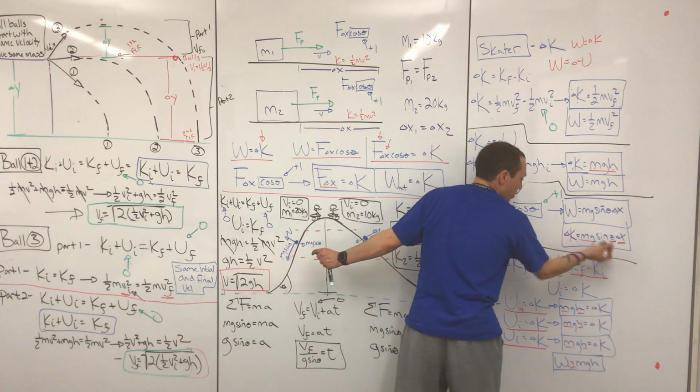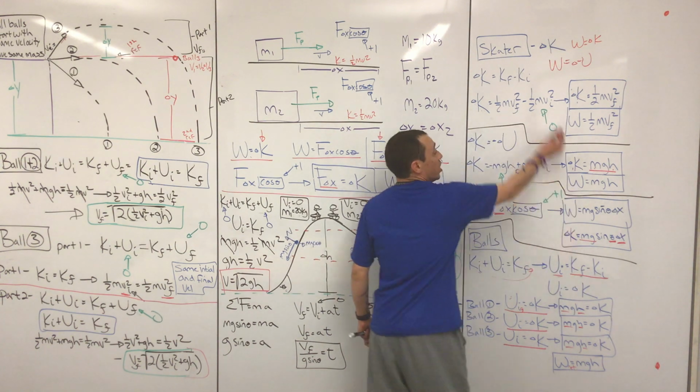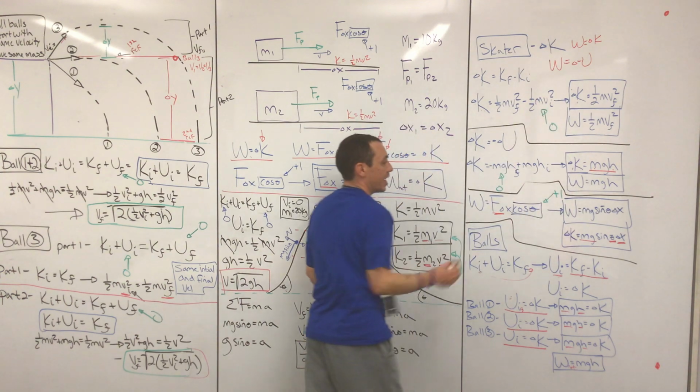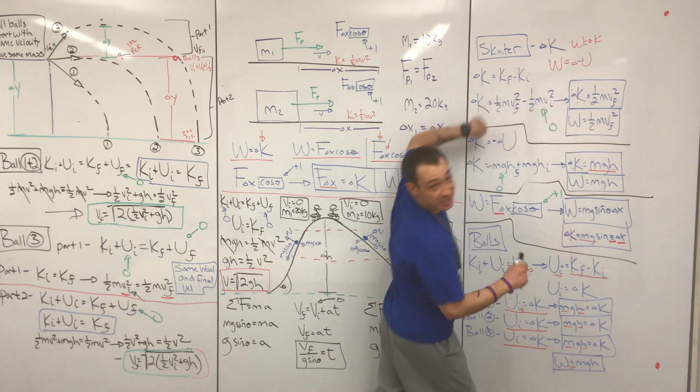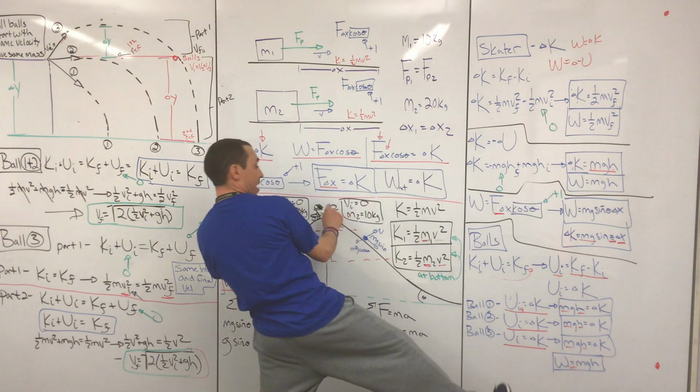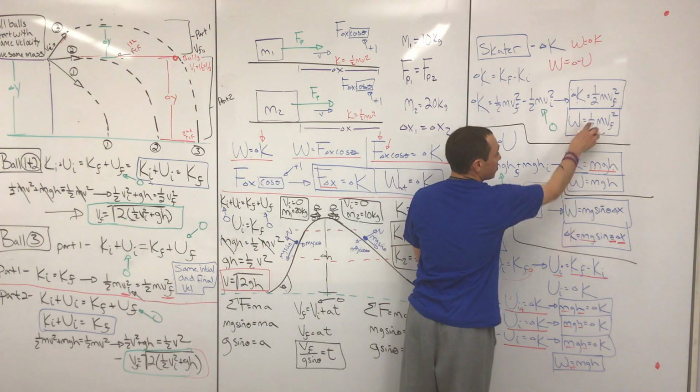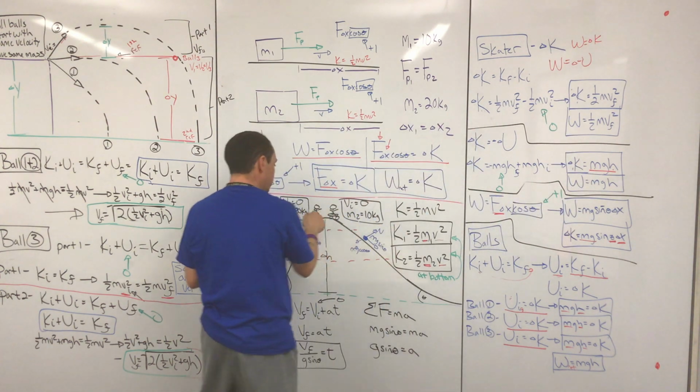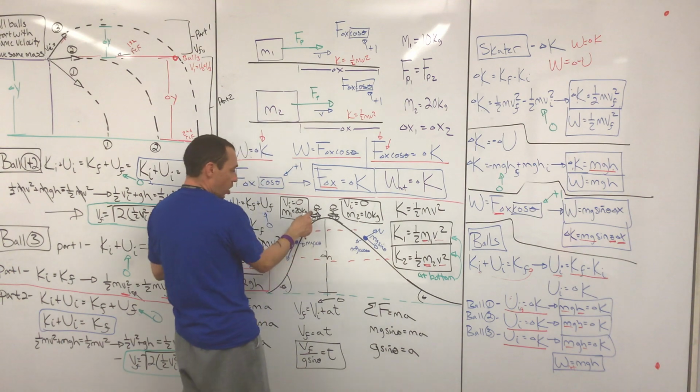So the change in K must be larger for this person over here, no matter how we choose to look at it, okay? So that's the thing. The work's the same for both skaters, right? But what we can see is that when we look in here, the change in K is larger for M1 than it is for M2.